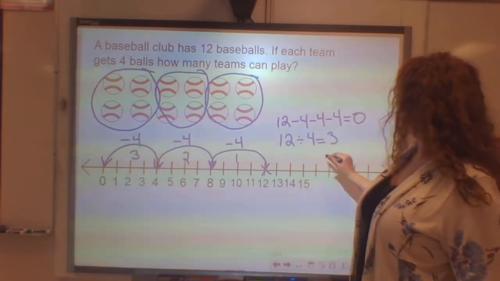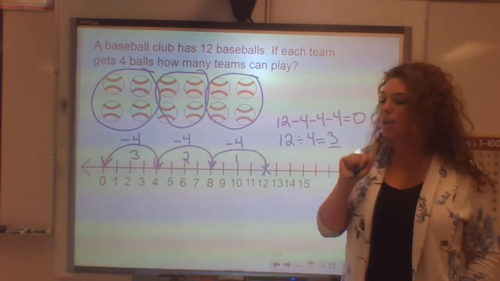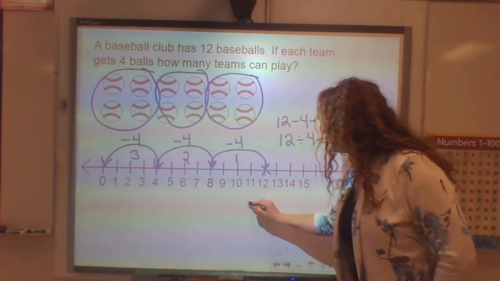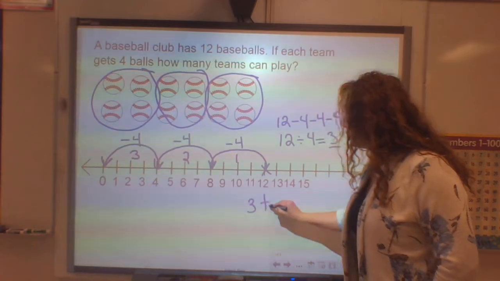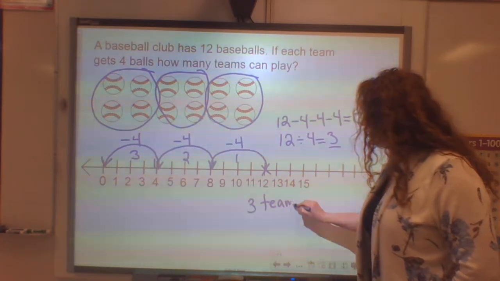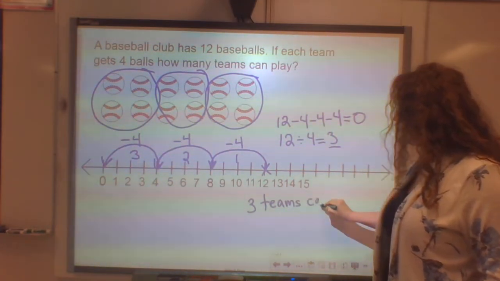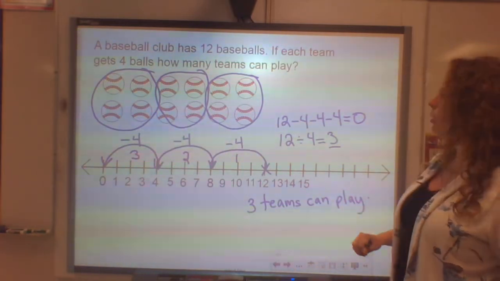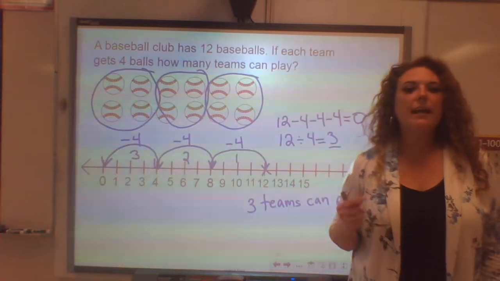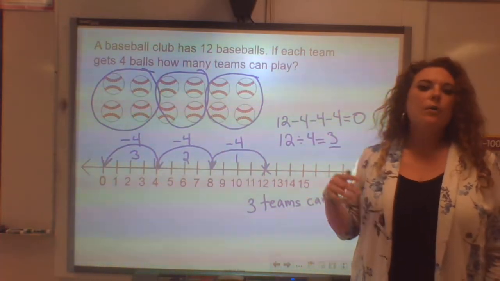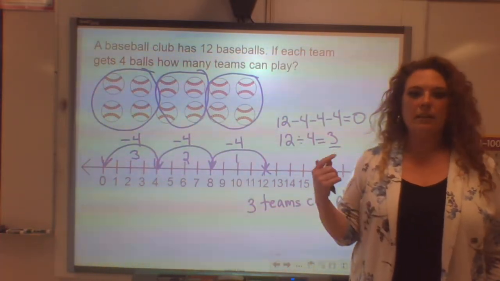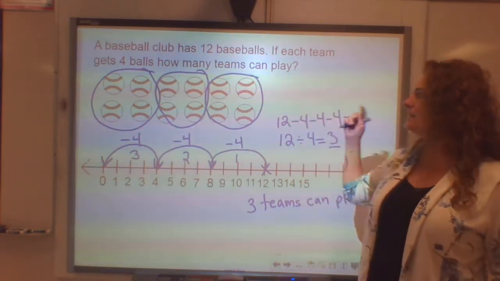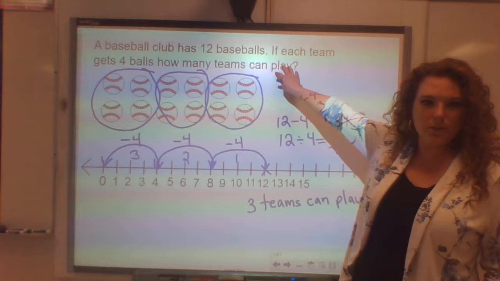Or the bare minimum, the most simple that I want for your answer is you can tell me 3 teams can play. All right, so you can write 3 teams can play. Or 3 teams can have 4 balls. Or with 4 balls, there can be 3 teams. Okay, so you answer that in a sentence where I know that you actually know what the question is.